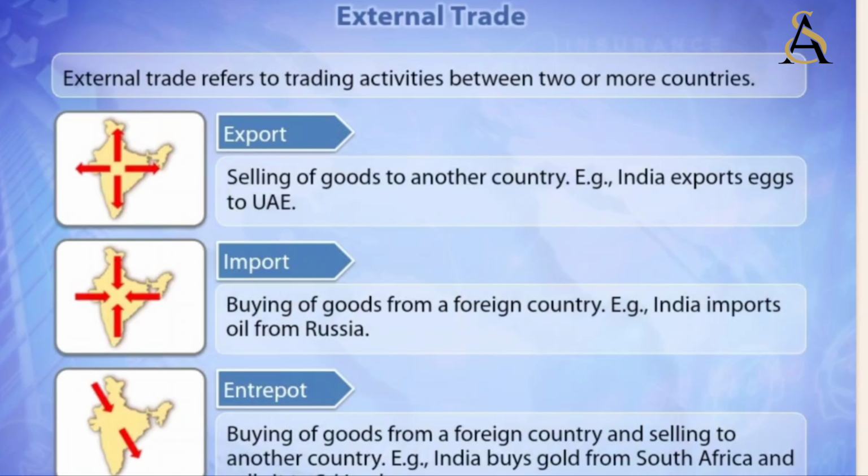And the third category is entrepot trade. This type of trade is a combination of export trade and import trade. The sole motive of entrepot trade is buying of goods from a foreign country and selling it to another country. For example, India buys gold from South Africa and sells it to America.